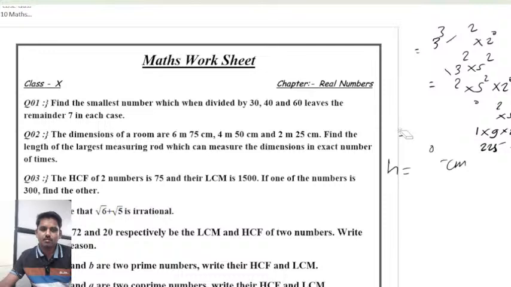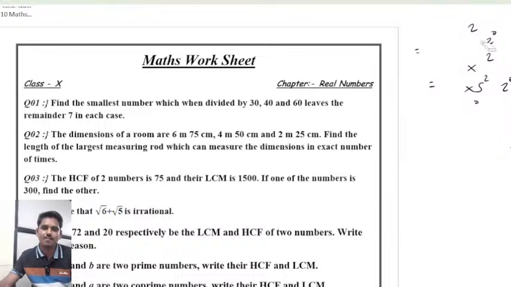HCF of two numbers is 75 and their LCM is 1500. If one of the numbers is 300, then find the other number. So we know that for two numbers, HCF of A and B into LCM of A and B is equal to the product of the numbers. HCF multiplied by LCM is equal to the product of numbers, right?